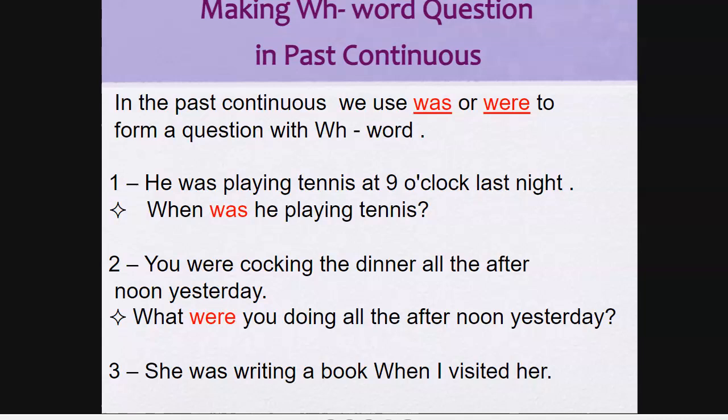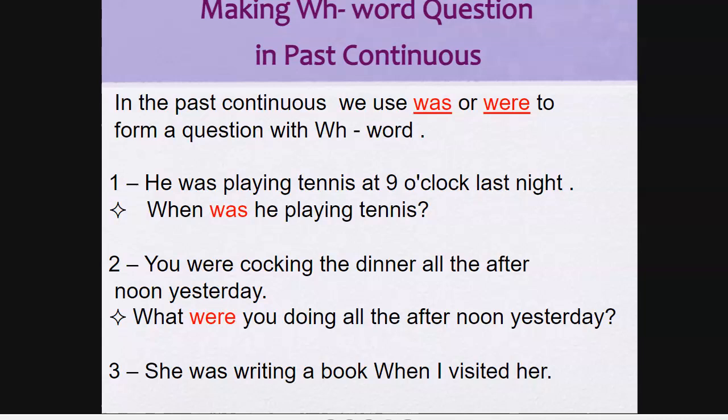Making wh-questions in the past continuous. In the past continuous, we use was or were to form a question with a question word. He was playing tennis at 9 o'clock last night. When was he playing tennis? We were cooking the dinner all the afternoon yesterday. What were you doing all the afternoon yesterday? She was writing a book when I visited her.